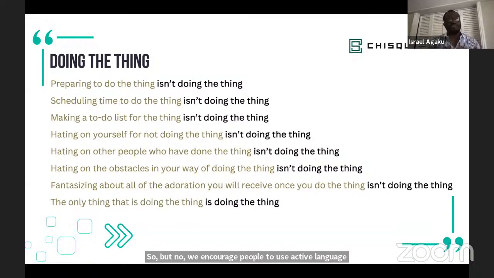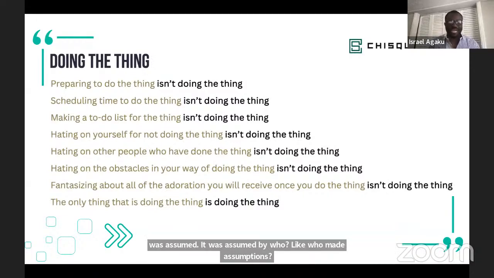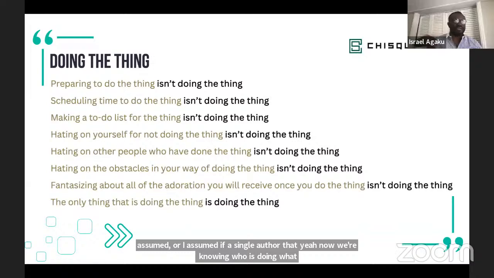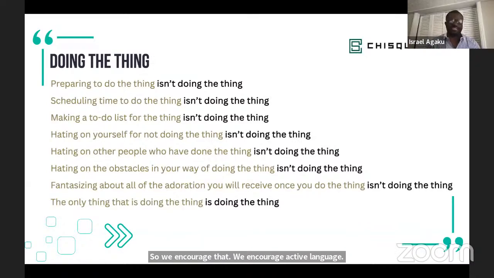It shows a sense of ownership. Don't say it was assumed. It was assumed by who? Who made the assumption? We assumed, or I assumed, if I'm a single author, so now we know who is doing what. So we encourage active language, not passive language, because it should be clear who is doing what.